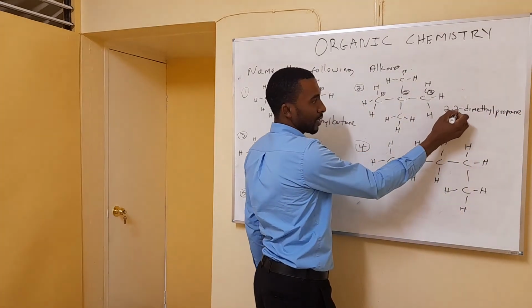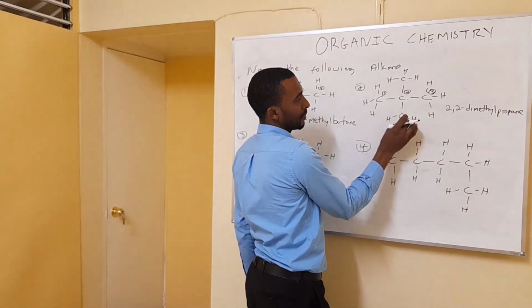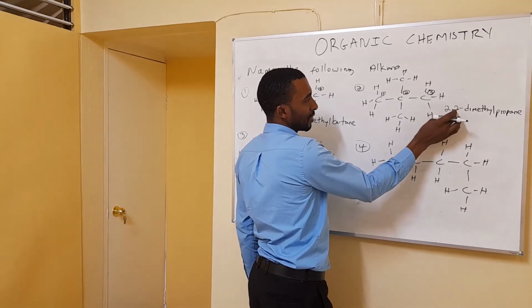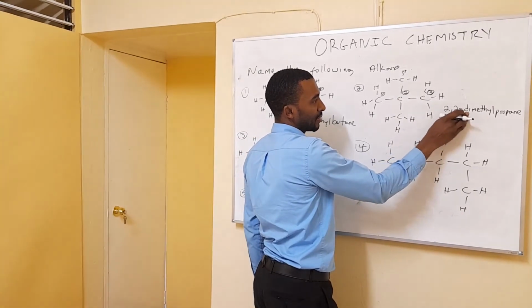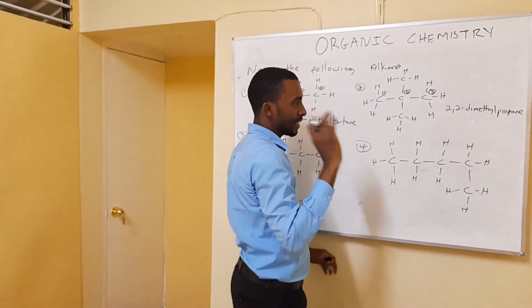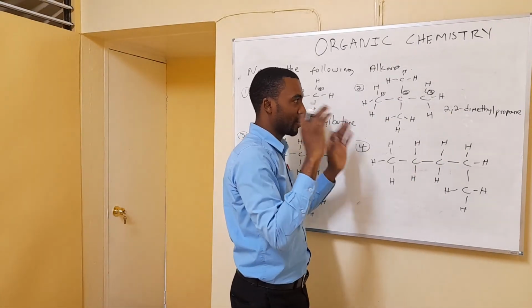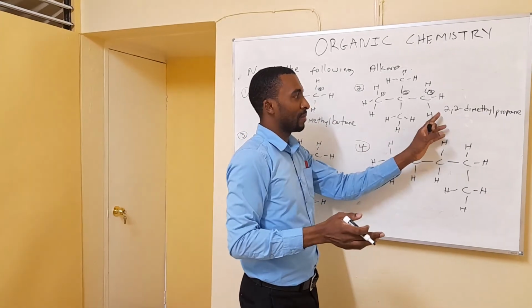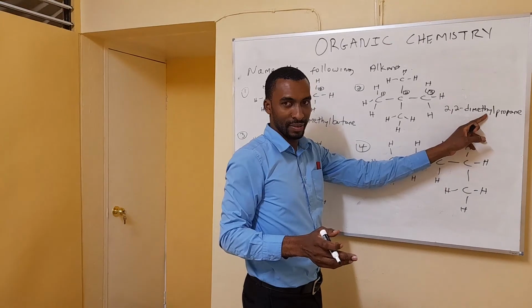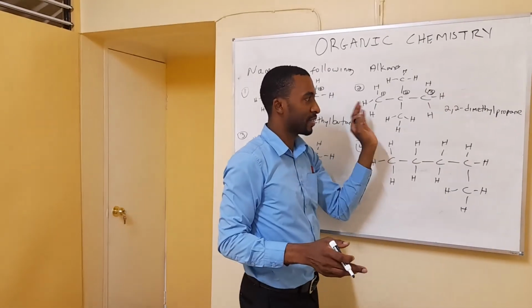So this 2,2 is saying that we have 2 methyl groups on carbon number 2. So it's 2,2, dash, and the di here means 2 of them. So there are two things stating explicitly in the name that there are 2 methyl groups: the 2 numbers and the dimethyl. And then propane is the longest chain.